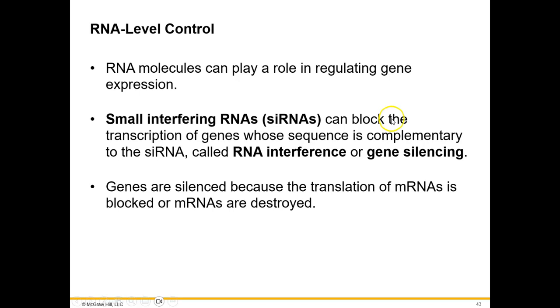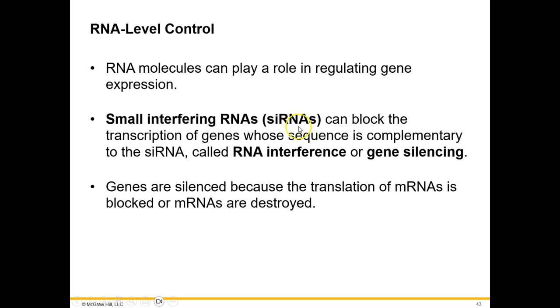Our RNA molecules can also play a role in regulating gene expression. So we have something called small interfering RNAs, which can block the transcription of genes whose sequence is complementary to the small interfering RNAs. So if we look at the name, small interfering, these RNAs are small and they're in the way of gene expression. These are mechanisms of RNA interference, which can also be referred to as a mechanism of gene silencing. So basically we have a gene that we want to copy, but these guys are stopping that from happening.